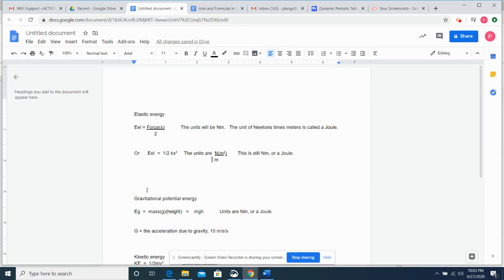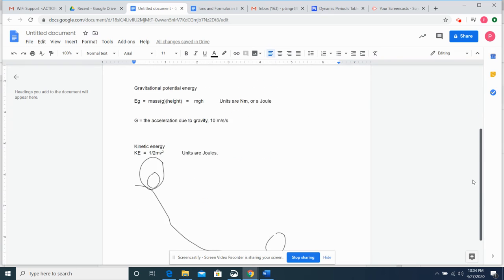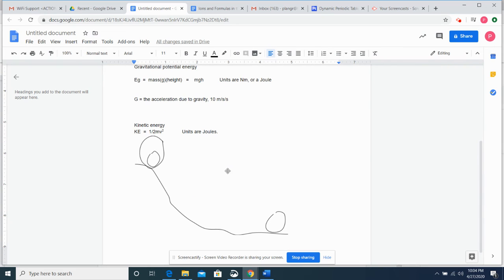All right, gravitational potential energy. How are you going to calculate that? Well, the first person that did the worksheet from yesterday said, well, gravitational potential energy must depend on 3 things. And they said it depends on the mass of the object, how much gravity is on that planet, and the height of the object. So let's look at some rocks on a hill and see how that relates to that equation.